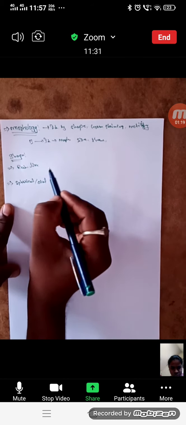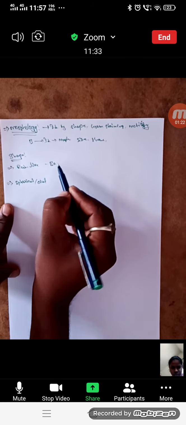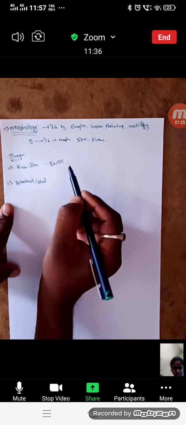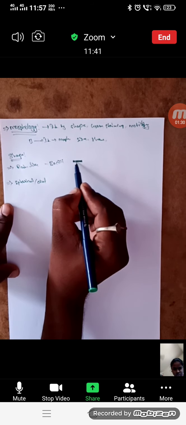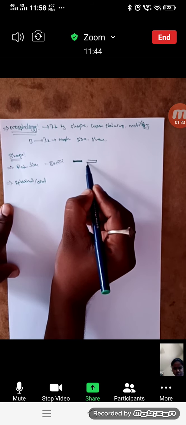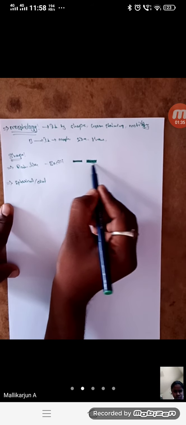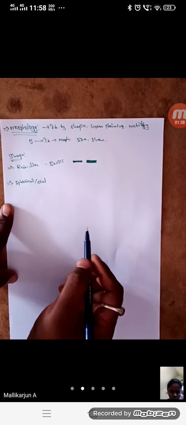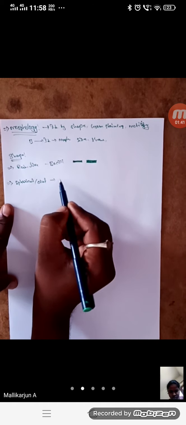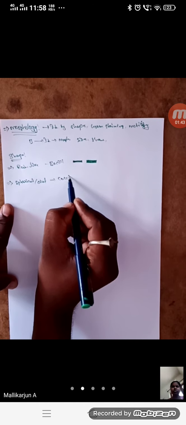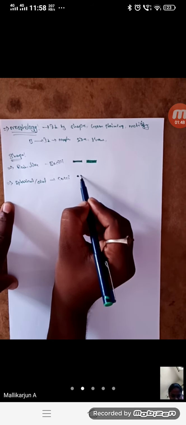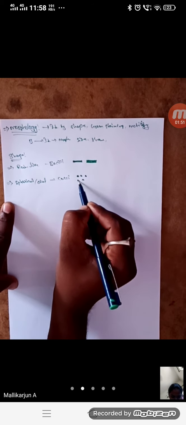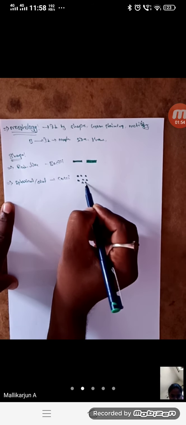Rod-like shape means, for example, bacilli. What is the structure? They simply look like this, a rod-shaped bacteria. The example is bacilli. And the spherical or oval shape form, the example is cocci bacteria. What does spherical or oval shape mean? It looks like this. So this is a spherical or oval shape bacteria.